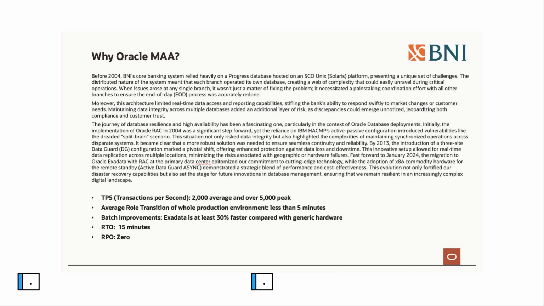I can notice that your production environment is on Exadata and uses generic hardware, not Exadata, for your disaster recovery. Of course, as I can see on the screen, you mentioned that you have some performance variations, especially on batching. Can you just talk a little bit about that?